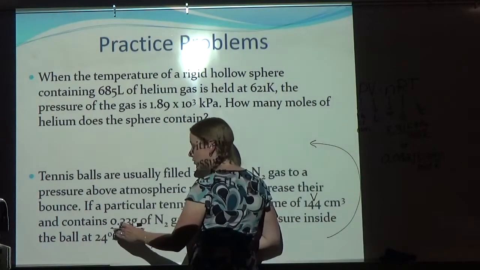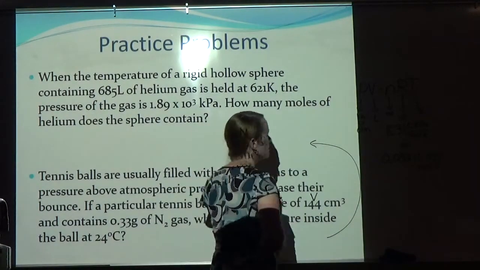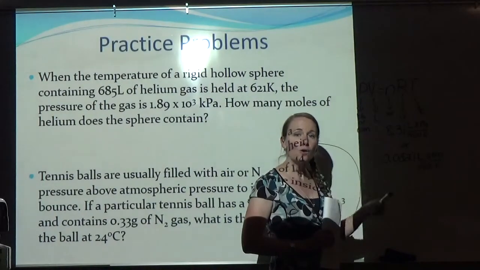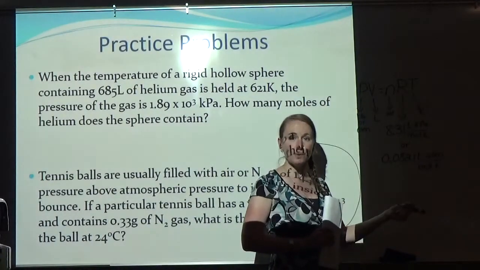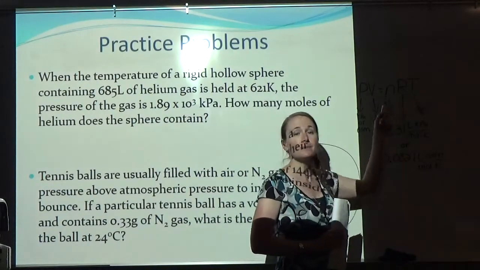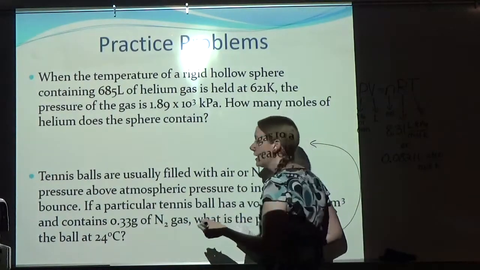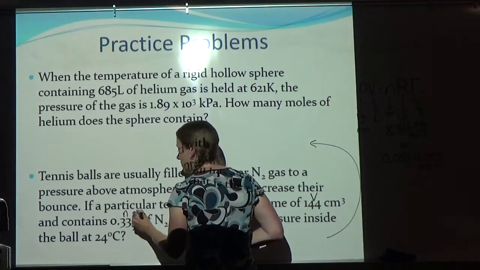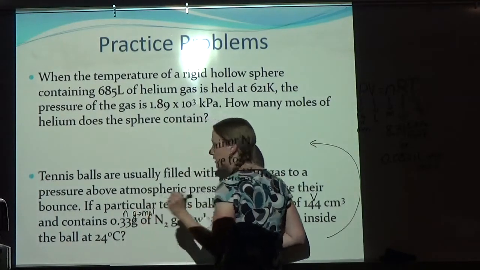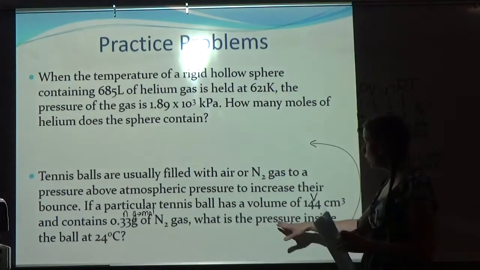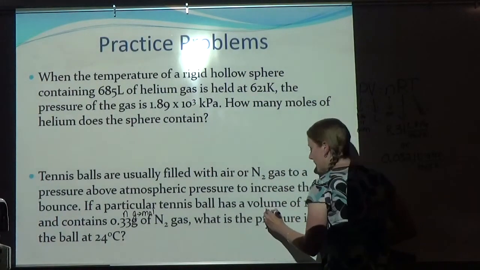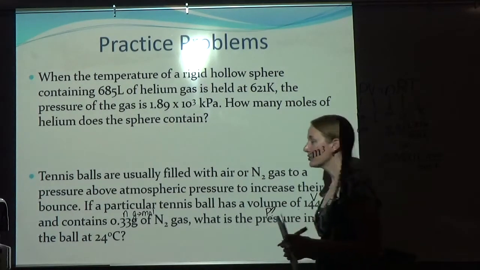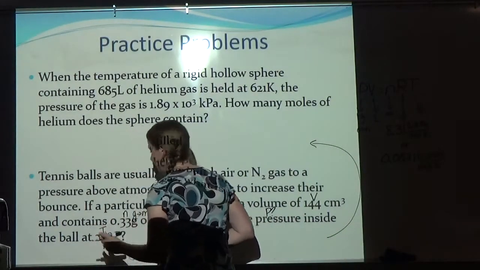Now this is where it gets a little tricky. They gave me grams. I don't have mass up here, but you can always convert between grams and moles. So if they give me grams, I can change that to moles. So even though this says grams, I'm going to put an N over it, and then maybe just give myself a note. I need to convert grams to moles. What is the pressure, so this time I'm solving for P, inside the ball at 24 degrees Celsius? So here is my T.